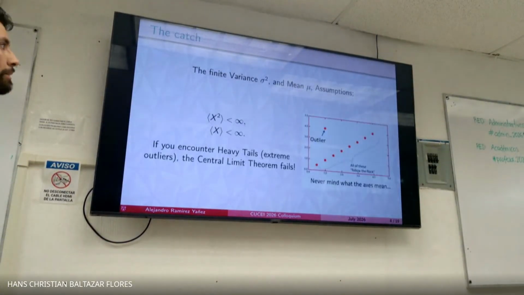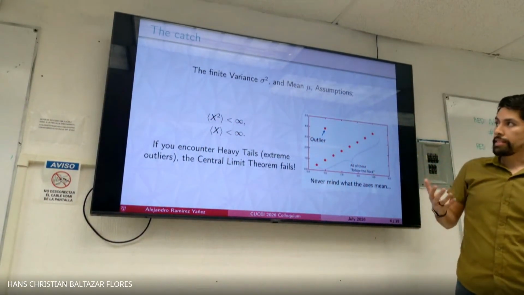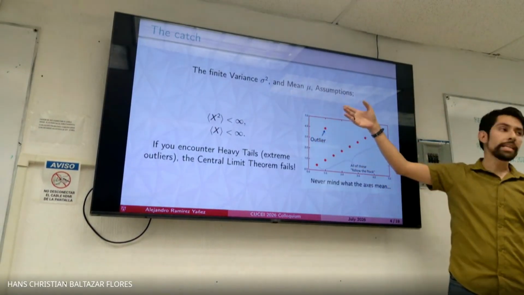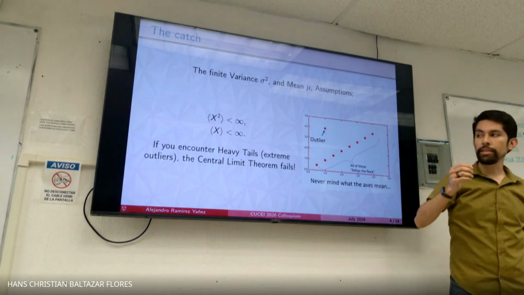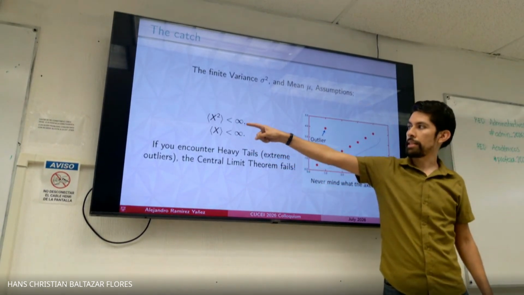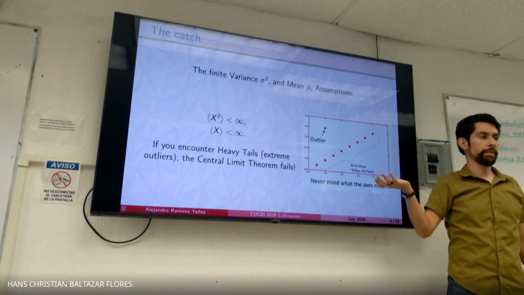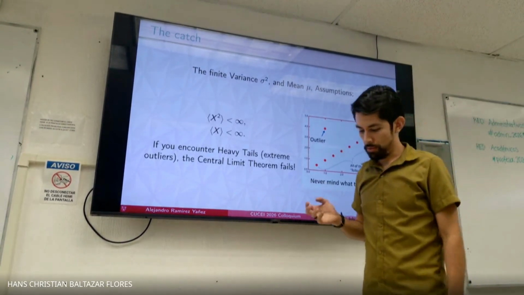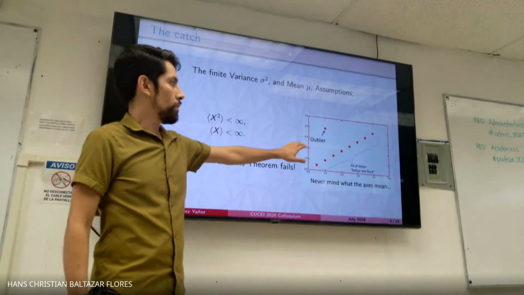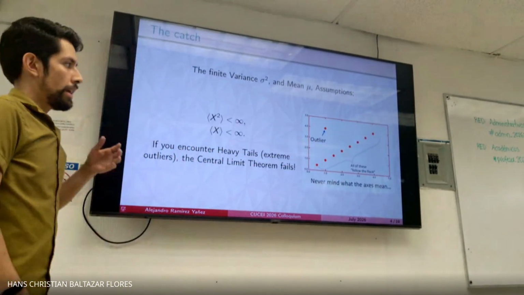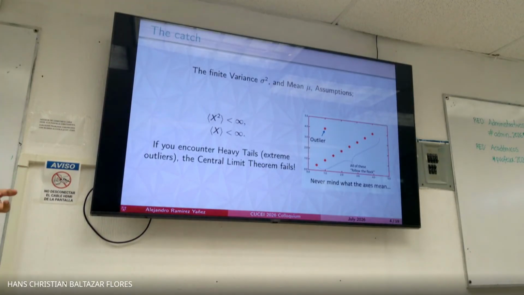But there is a catch, because in order for the central limit theorem to work, you need something very essential. You need the variance and the mean of the variable that you are summing to be finite, right? So in other words, you need the first moment and the second moment of your distribution to be finite. The point is that in nature, this doesn't happen very often, because if you are studying any phenomenon, it is very likely that you will find outliers. Outliers are events that do not follow the rule of the rest of the distribution, right?